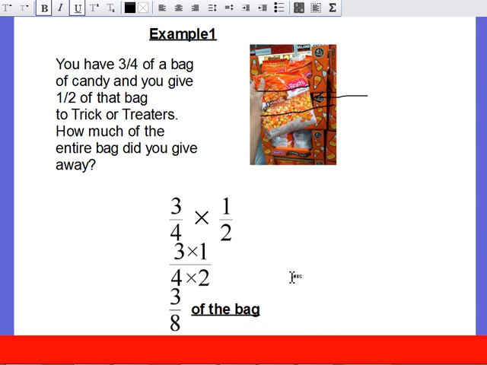That is how we're going to be setting up fractions, and that's how we're going to be multiplying them.